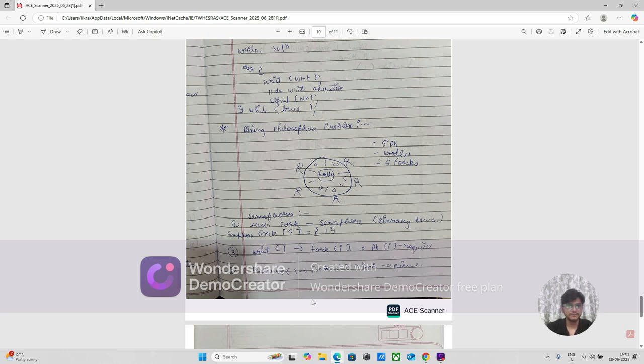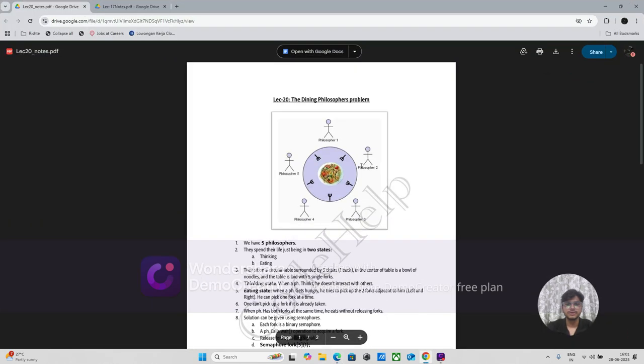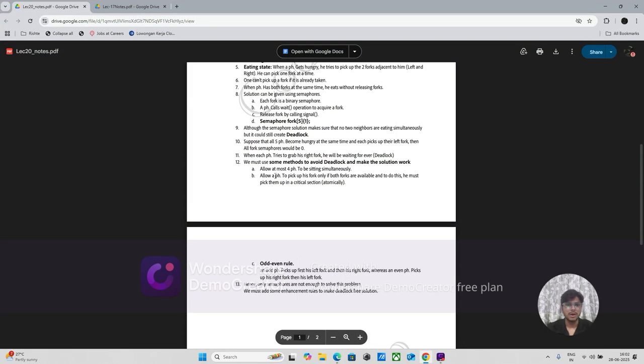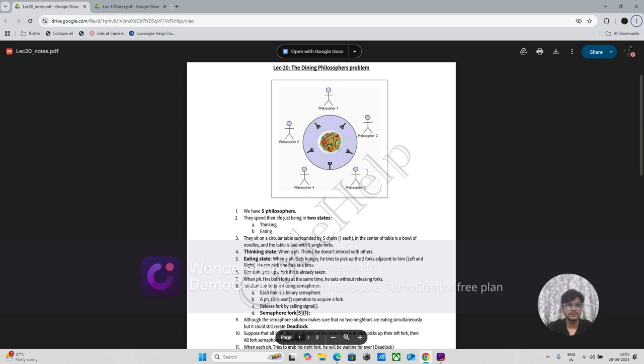To avoid the deadlock we use semaphores, but even then a deadlock situation can happen. So we will avoid deadlock using these three solutions. First, allow at most four philosophers to be sitting simultaneously. You can only seat four philosophers at a time. Then this philosopher takes this fork, and that philosopher takes that fork, and so on.